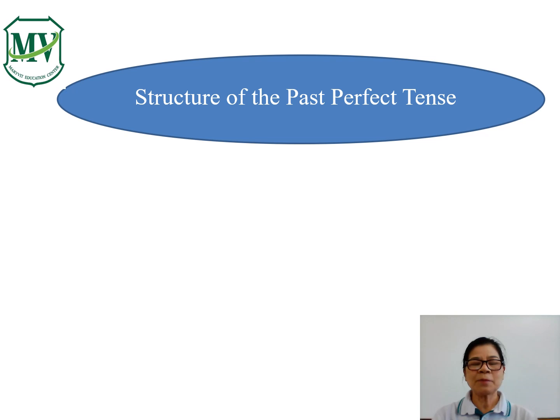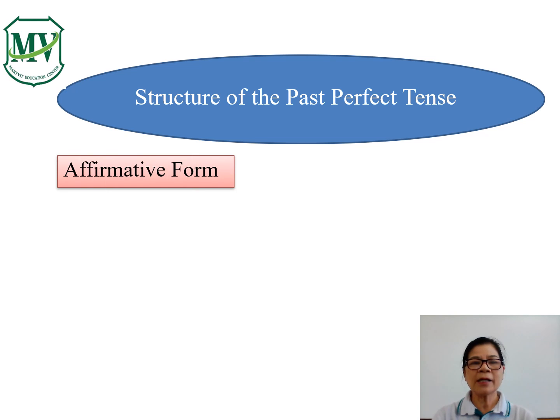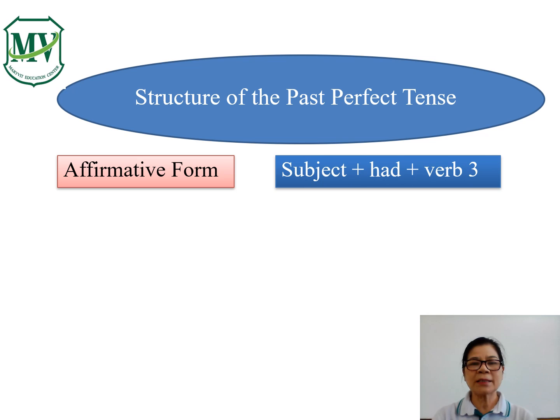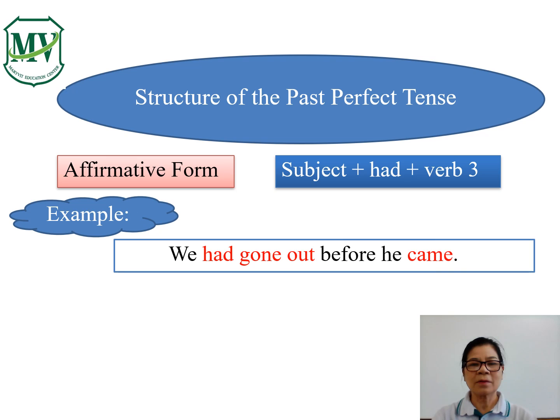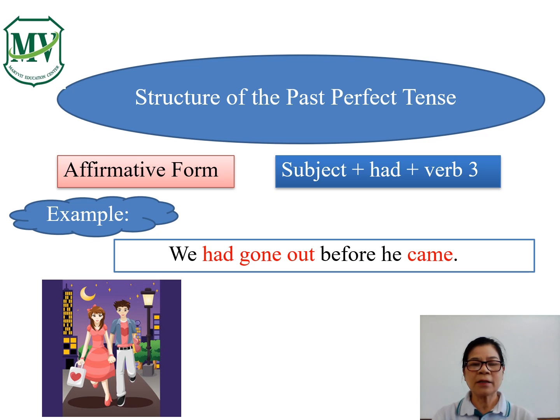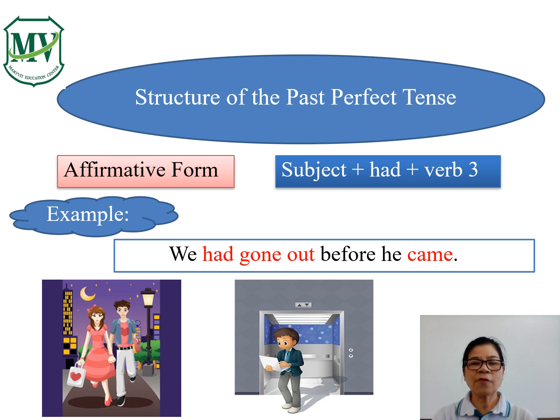Structure of the past perfect tense in affirmative form. It is subject plus had plus verb 3. For example, we had gone out before he came. The first event, we had gone out, we use the past perfect tense. And for the second event, before he came, we use the past simple tense.